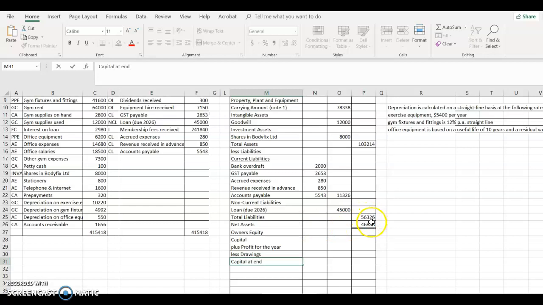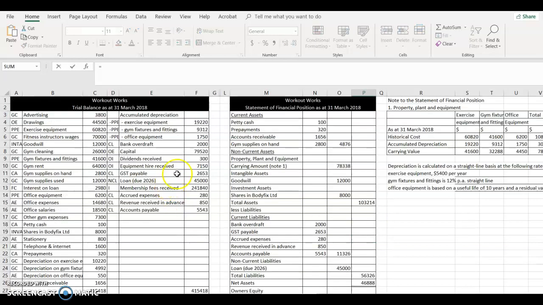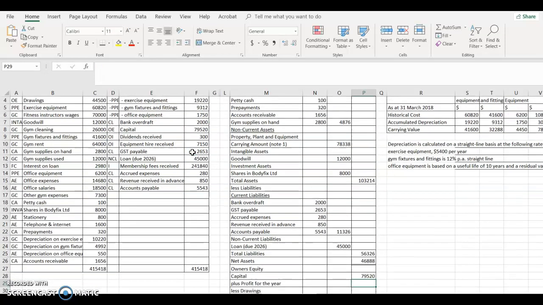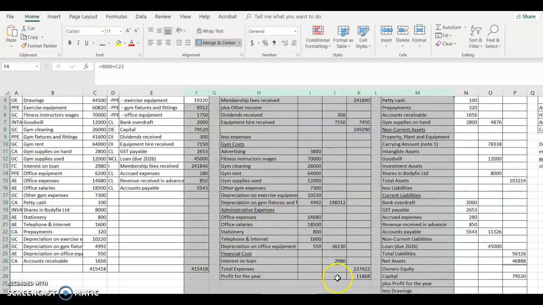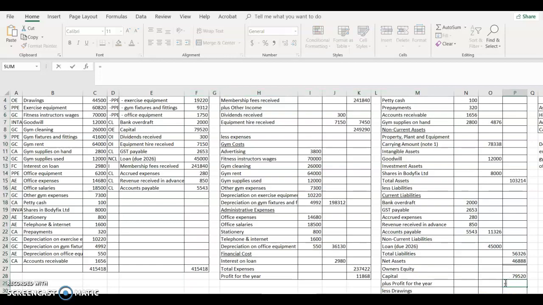And it must balance with this figure. So capital at the start is over here. Capital OE. Our profit, this one's a bit trickier. We need to find it. Oh, and I've hidden it. So I'm going to unhide it. Profit is this small little one here.